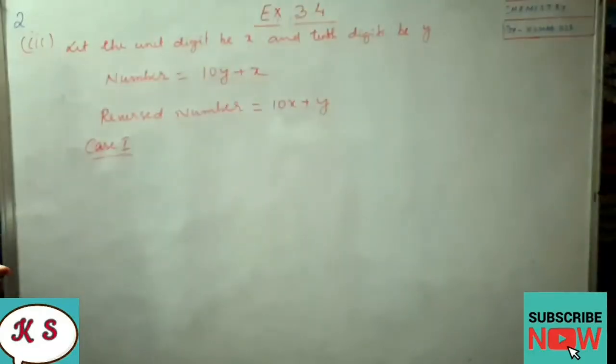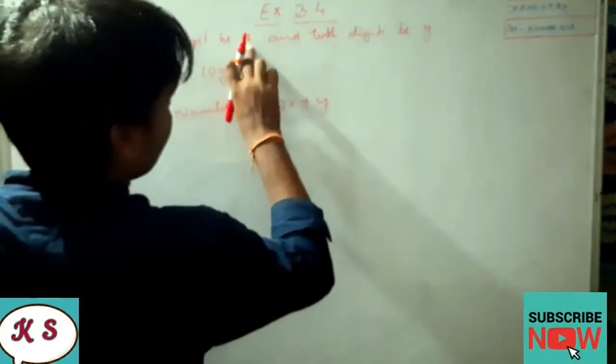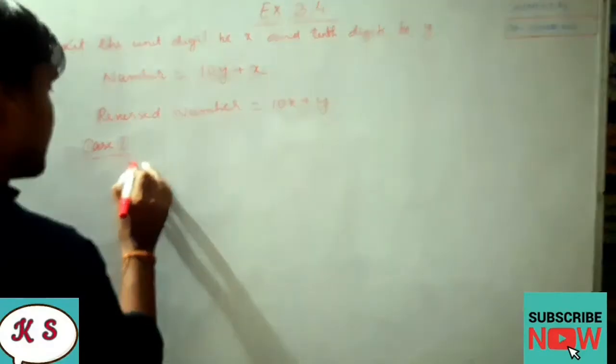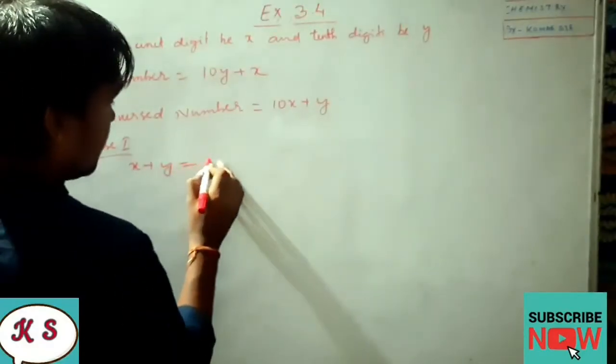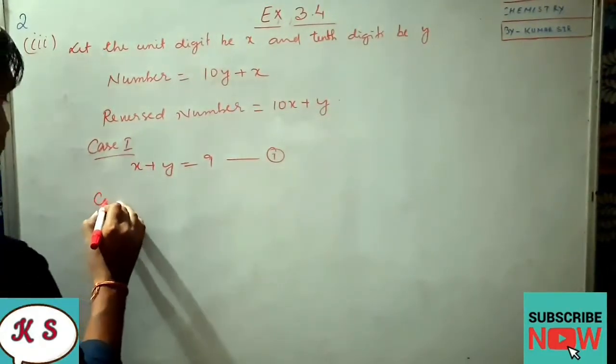Now case 1. So case 1, what is here? What is given in the question? The sum of the two digits is 9. Yeah, the sum of the two digits is 9. So what are our digits? x and y. So we'll write here x plus y is equal to 9. Equation number 1.